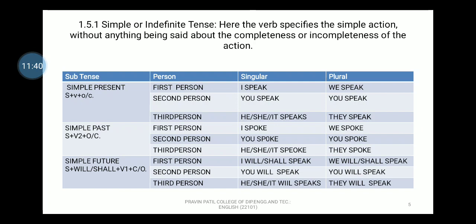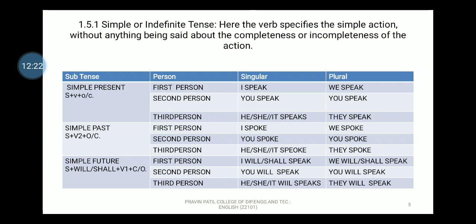In simple past we just use V2, and in simple future we use I shall, we shall. In first person singular or plural we use will or shall. What is the difference between will and shall? Will is positive, shall is negative. Will is confirmed about our future, we are positive about the future. Shall denotes there is some confusion or doubt, that's why we use shall. But in plural and third person we always use will.